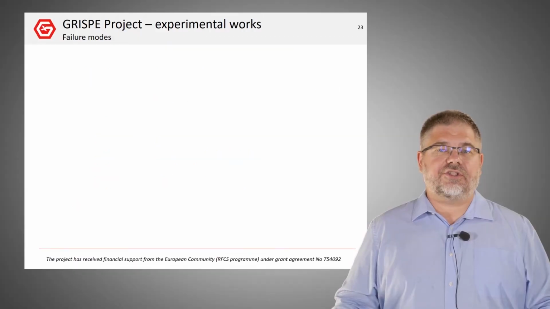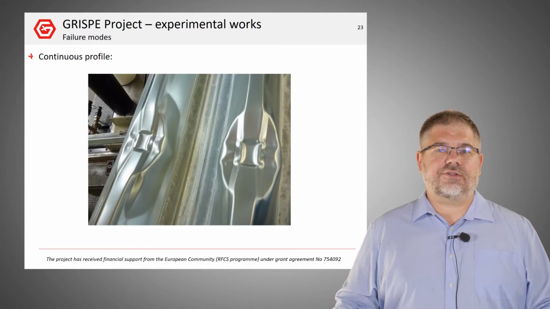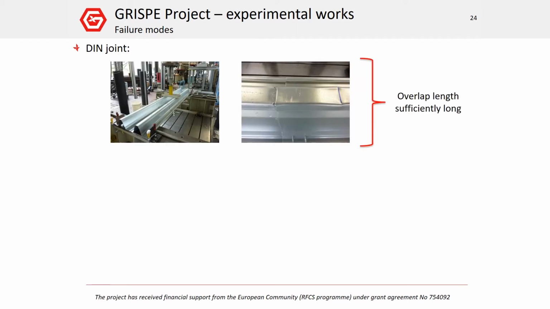At the end of each test, the failure mode was noted. For the continuous profiles, the failure mode presents a local impression, and buckling at the support occurs due to the maximum bending moment. For the DIN joints, when the overlap length is sufficiently long, the failure mode is the same as that of a continuous profile.